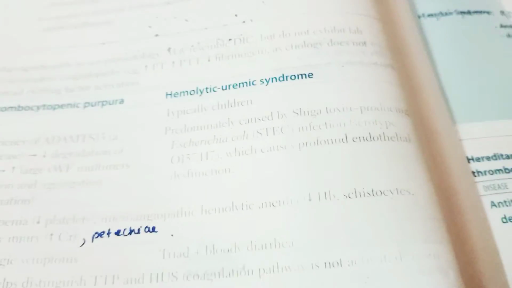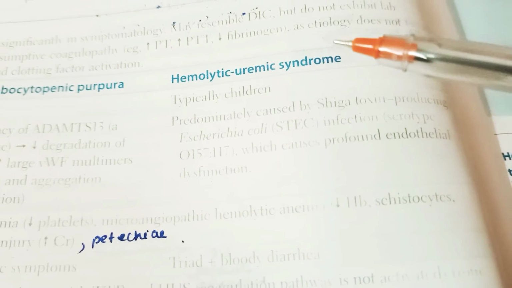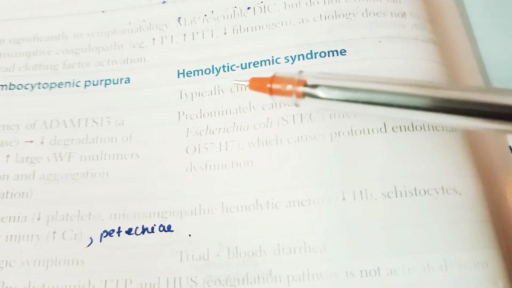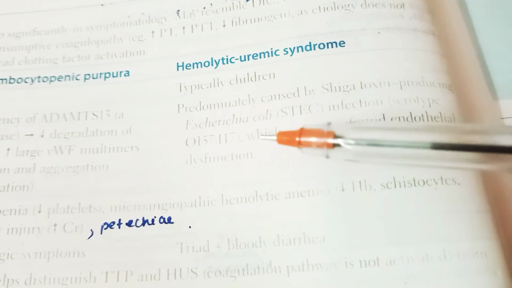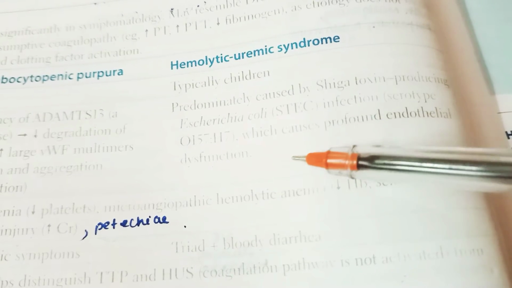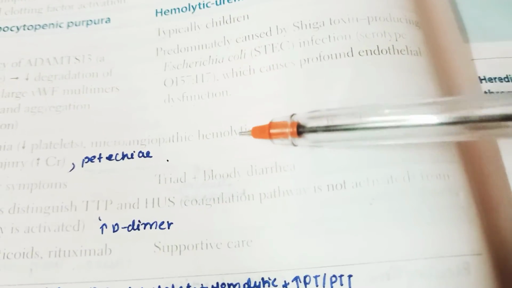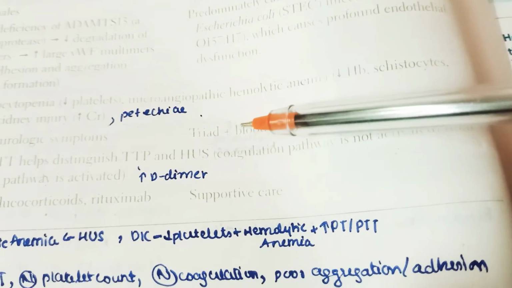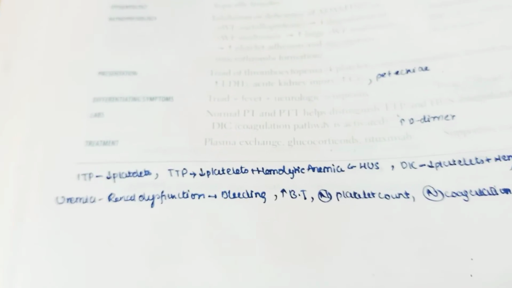Okay, so now this is hemolytic uremic syndrome. What is this? Hemolytic, blood cell is breaking down. Uremic syndrome, typically in children, caused by Shiga toxins like Escherichia coli infection, which cause profound endothelial dysfunction. And the same thing is going on here, but the bloody diarrhea is present here. You're giving supportive care. So how to differentiate all these diseases?